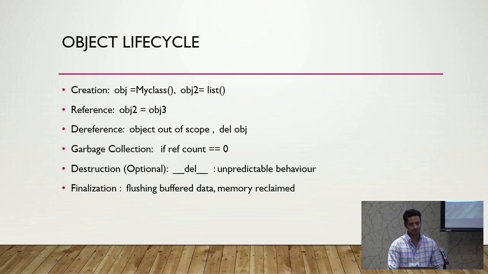Dereference: the object goes out of scope, or we delete it explicitly. Garbage collection: if the reference count becomes 0. Destruction: we can add dunder del, but it has unpredictable behavior, so we should not do this. After that, there is one more cycle, finalization, where the real memory flushing out and memory reclamation happens.